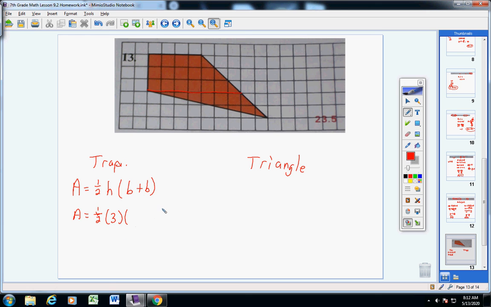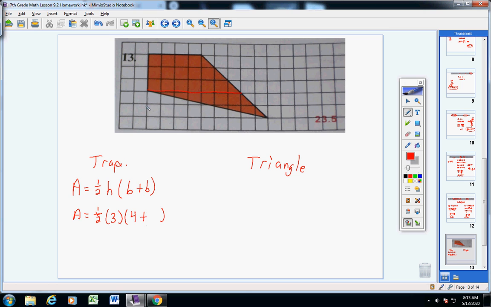Okay, now my two bases. Here's one base here. Remember, your bases are your parallel sides, and this side here is parallel to this side here. Okay, so the length of this base is, start here, 1, 2, 3, 4.